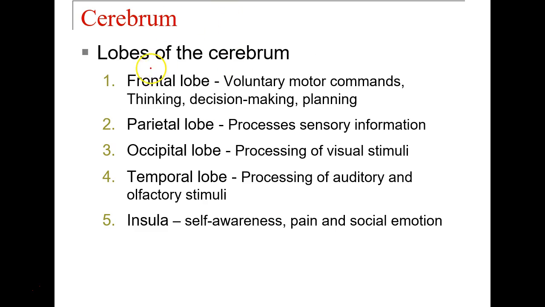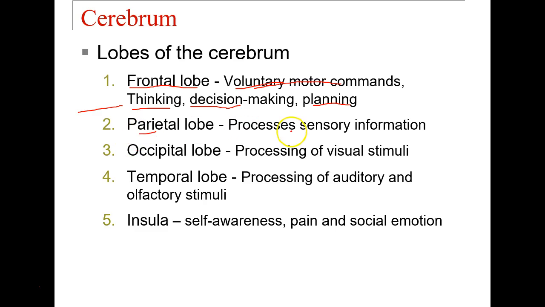Okay, here we see the frontal lobe is going to have voluntary motor commands. So when we think of moving our arm, this is coming from the frontal lobe. Thinking in general, decision-making and planning, and then our personal characteristics as well, all coming from the frontal lobe. So higher thinking, and then voluntary motor commands.